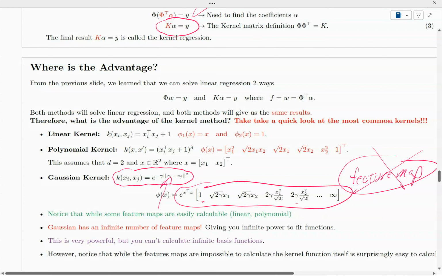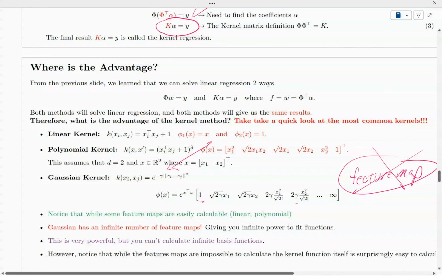Keep that in mind. You cannot calculate infinite, right? So if you have a case where you want to have infinite power because you have infinite functions to do whatever you want, you cannot have infinite bases. However, you can calculate the kernel function. That is the point you want to remember. You may not calculate infinity, but you can obtain the power of infinity by simply calculating the kernel function.